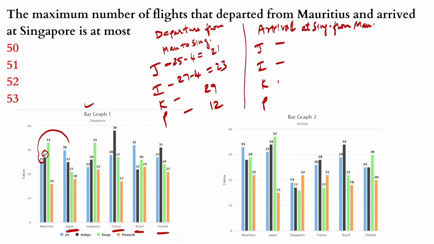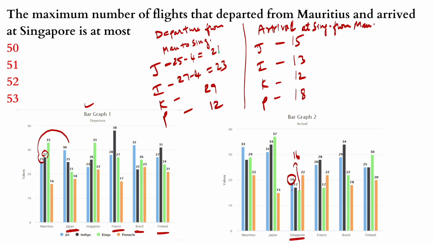What is arrival? Arrival at Singapore from Mauritius. So arrival at Singapore. Where is Singapore? Yeah, here. So this is 19 here, right? So 19, but one must have gone to Japan, France, Brazil, and Finland. So again we must deduct 4. So 19 minus 4, which is 15, and 17 minus 4, that's for Indigo, which is 13. Kings is 16. So 16 minus 4, which is 12, and Pinnacle is 22 minus 4, which is 18.